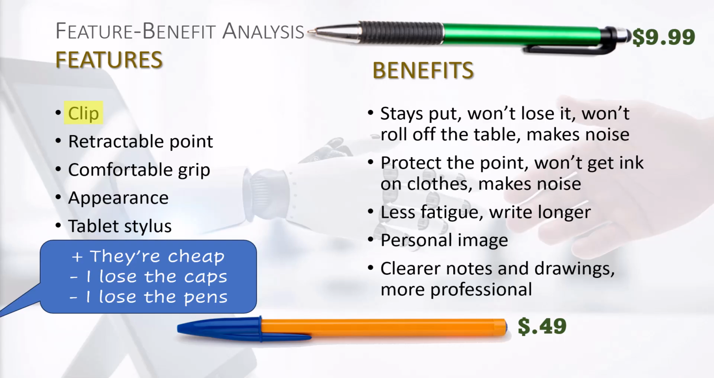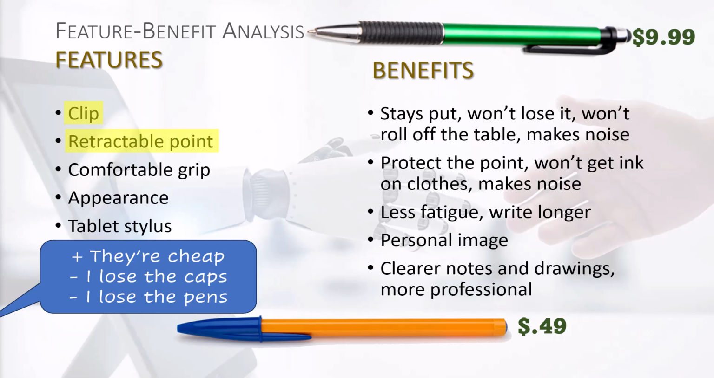If we start with the clip, you could tell me that you won't lose this one because the clip will hold it in your pocket and it won't roll off a table if that's how you lost it in the past, and you won't lose it because if you forget this one, you'll go back and get it. Whereas if we lose the other one somewhere or forget to pick it up, it's not worth the trip back.